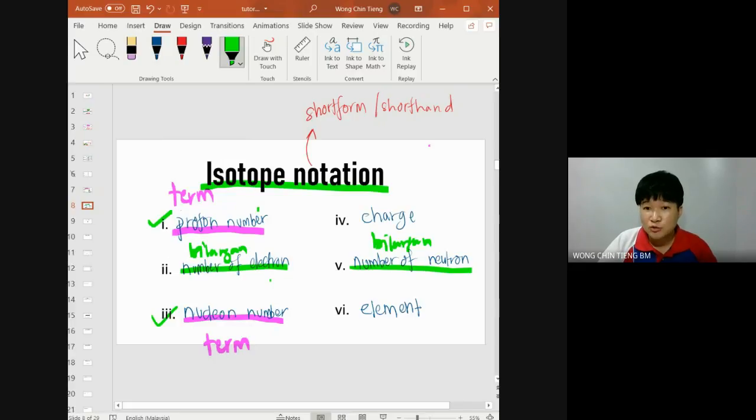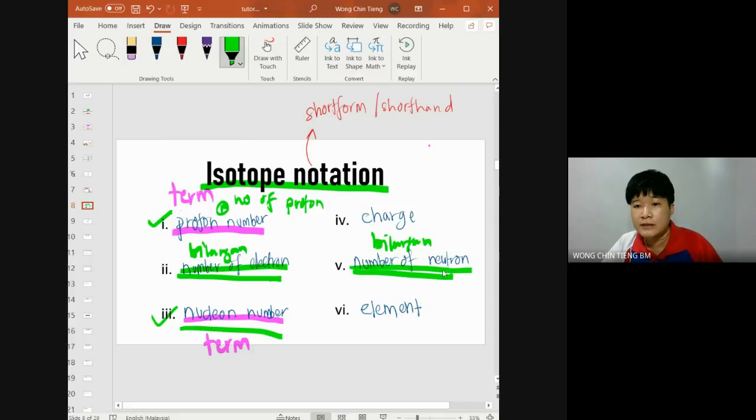Sebab tu kamu boleh tulis proton number. Proton adalah satu-satunya yang saya terima proton number ataupun number of proton. Yang lain tak ada. Yang lain fix. Nucleon number, nucleon number. Number of electron, number of electron. Number of neutron, number of neutron. Tak boleh terbalik. Satu lagi yang saya tak minat sebab kelas lain bila hantar kerja saya dah nampak. Yang ni saya tak minat.